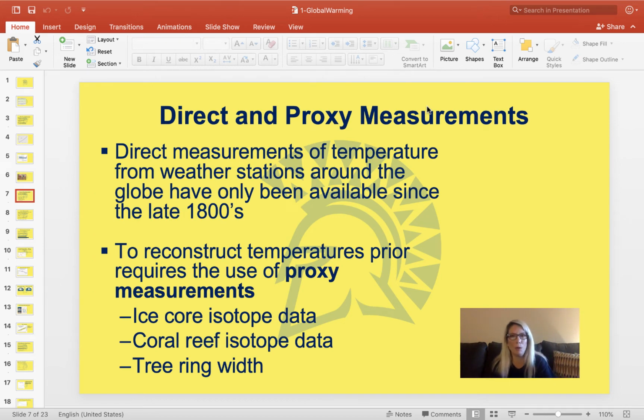Now, where do we get these proxy measurements from? Well, the direct measurements, like I said, have been available since the late 1800s, early 1900s. But before that, we need to look at other things to tell us what the temperature trends were, what the CO2 trends were, the moisture trends were. One of the things we can do is look at ice core data. We can look at the coral reefs. And another thing, interestingly enough, is here in California and Oregon, where they have the redwoods, they can look at the tree ring width. They can tell how much CO2, how much moisture, if it was drought, how much sun, different things like that, just by these tree rings.